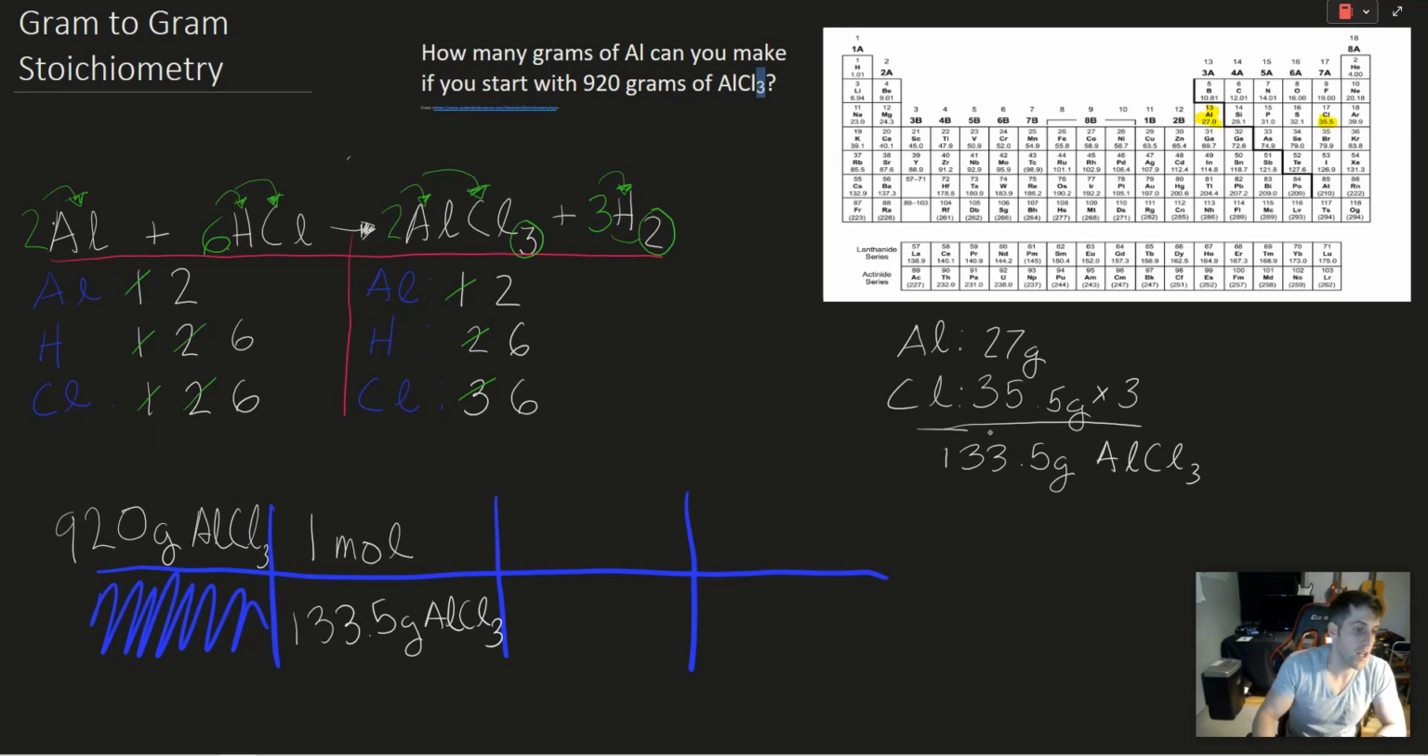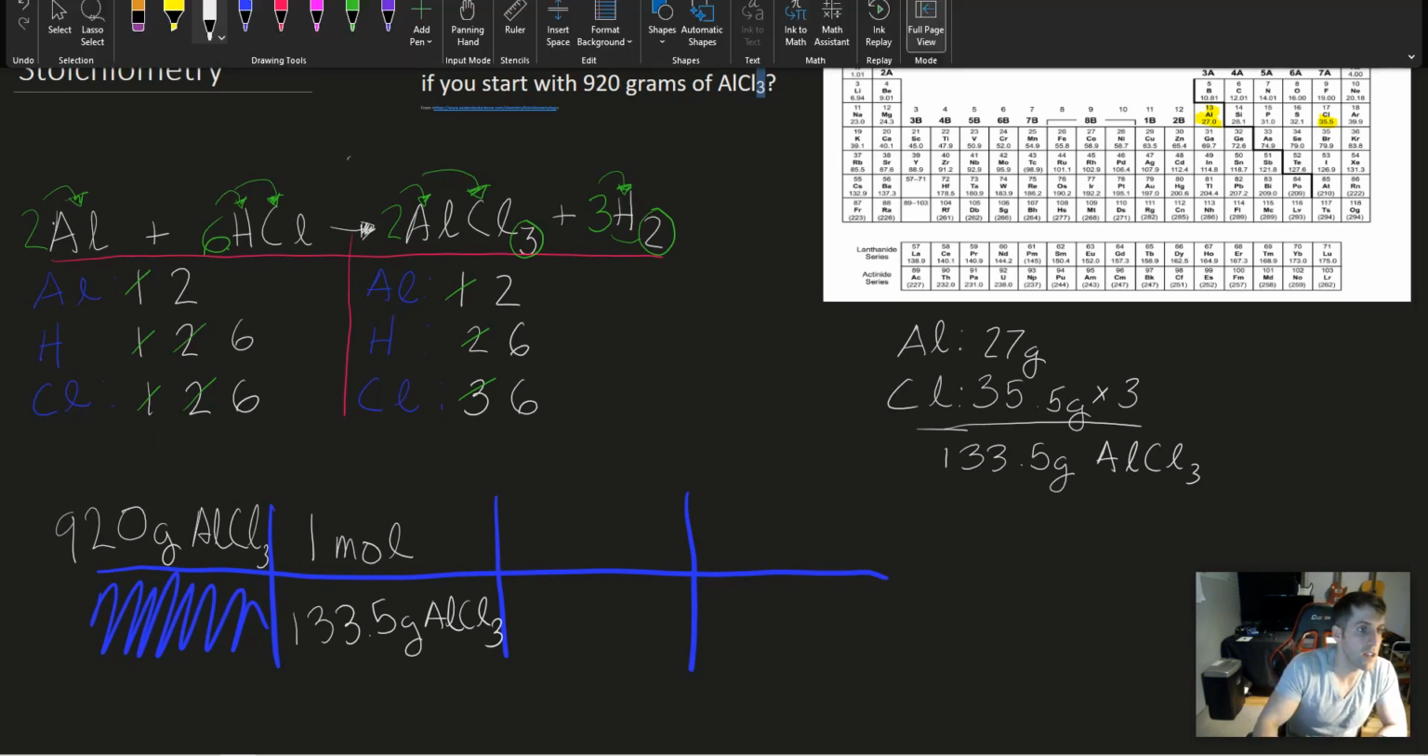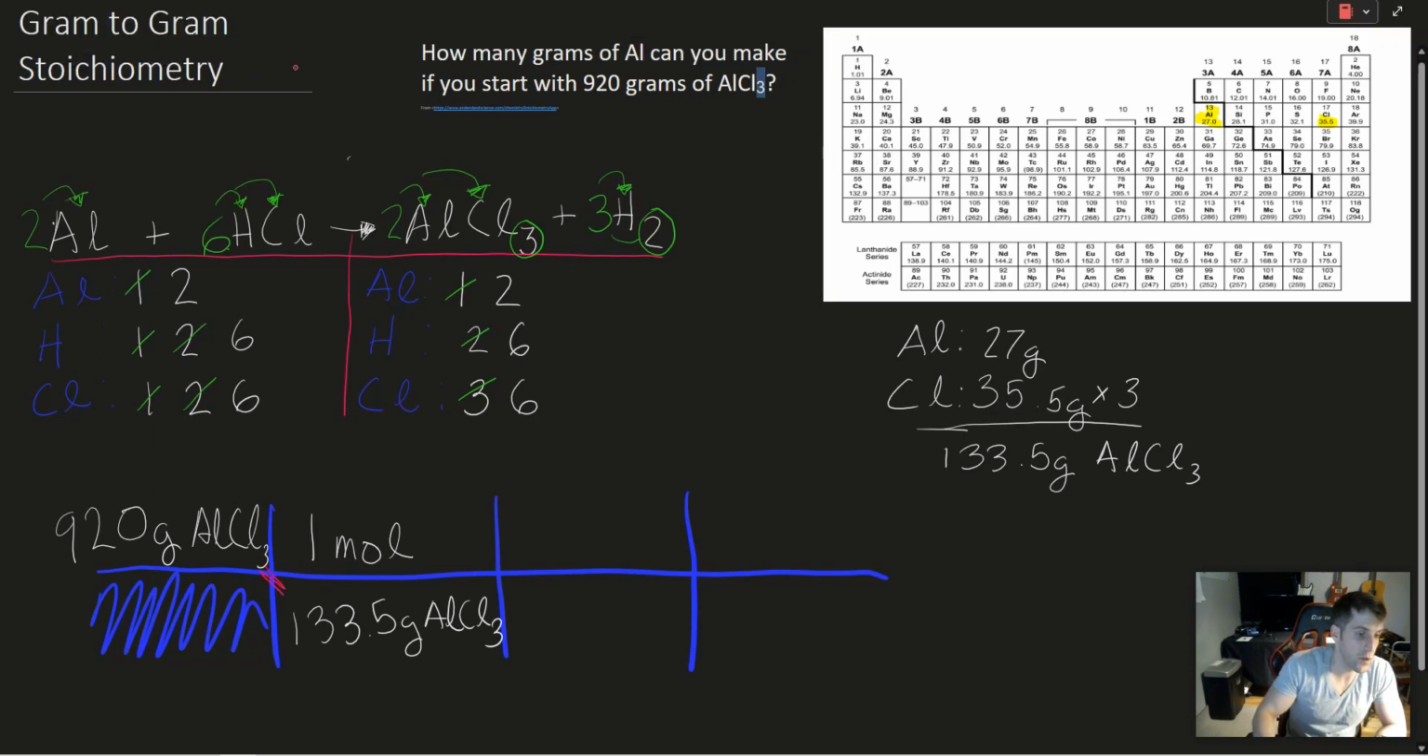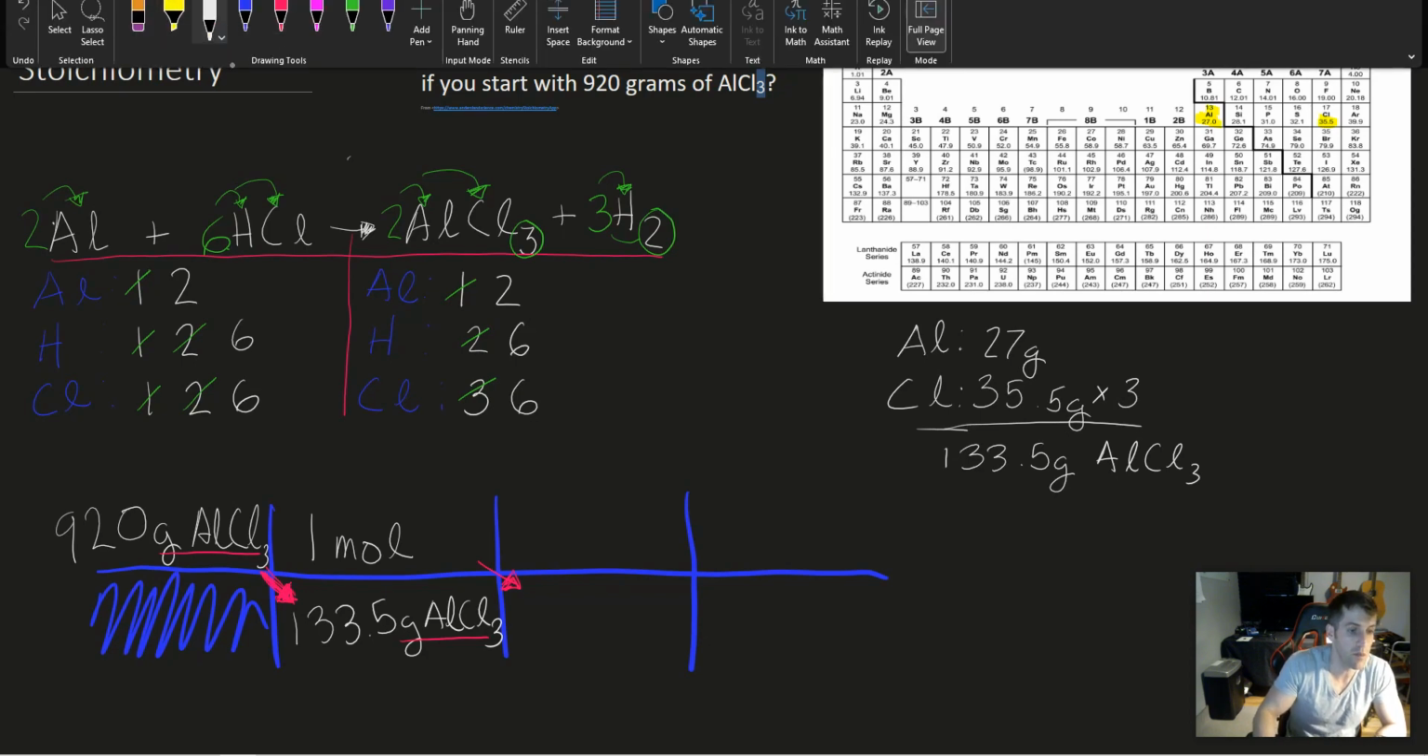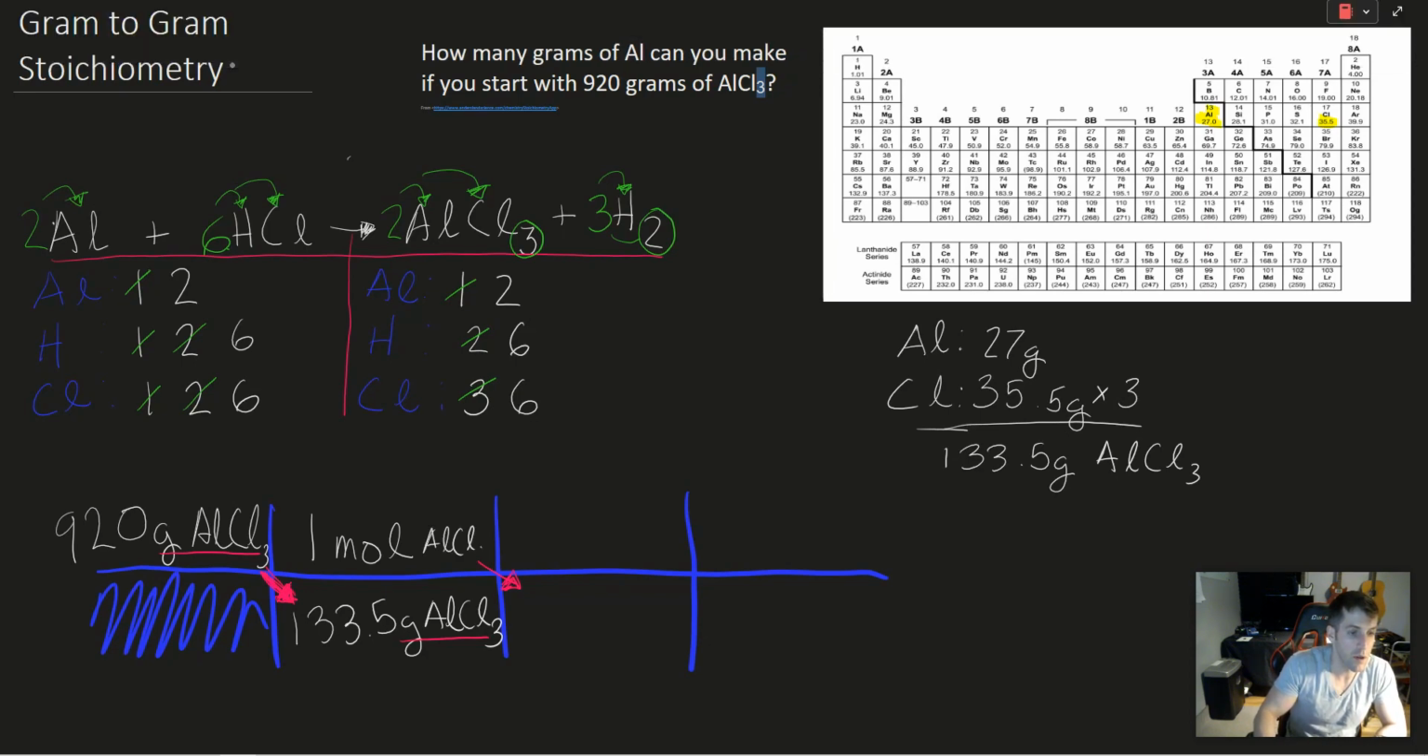Notice now that when we started writing this out, this grams of aluminum chloride is also going to be in this grams of aluminum chloride. So this is a little arrow here. Now, we need to make sure that this follows the same pattern, so we need to now have moles. I also forgot to mention that this is going to be 1 mole of aluminum chloride. So we're going to need our mole ratio of aluminum chloride down here.